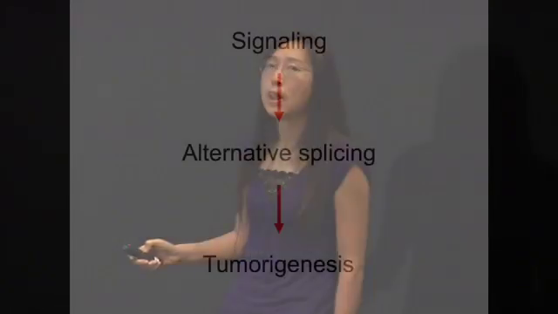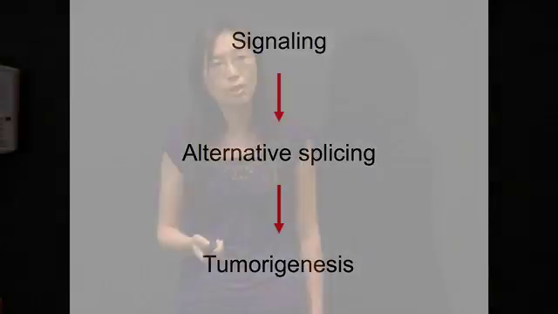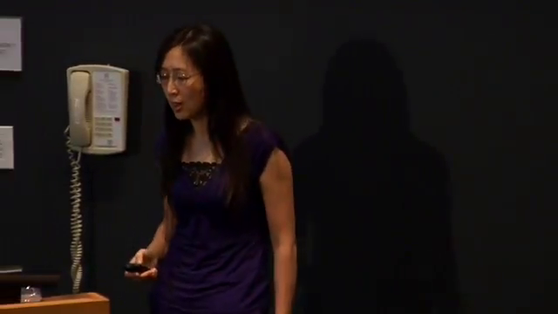Now, the major fundamental questions regarding alternative splicing are: what signals control alternative splicing? And what are the consequences of alternative splicing regulated by signaling that lead to diseases such as tumorigenesis? Our lab uses CD44 as a model system to study these fundamental questions. So today what I'm going to do next is use CD44 as a model system to show you how important this regulated process is.